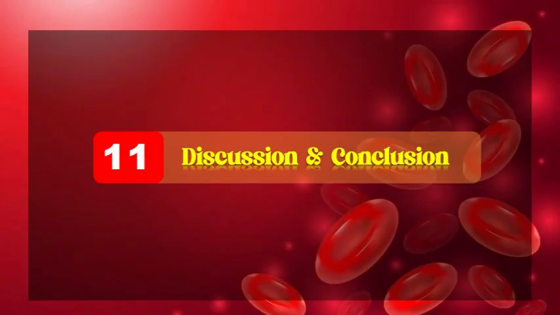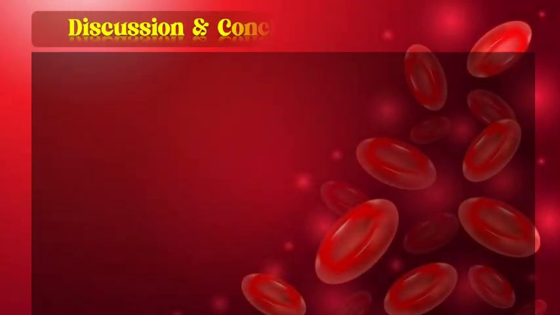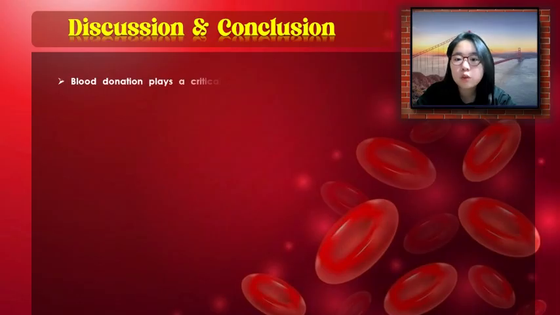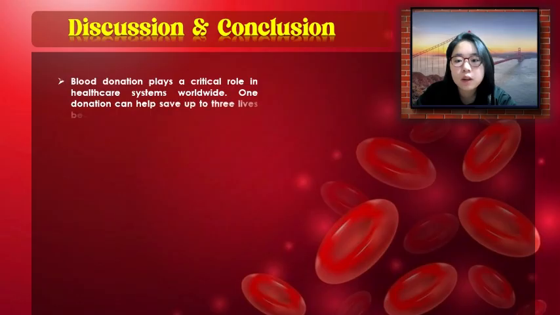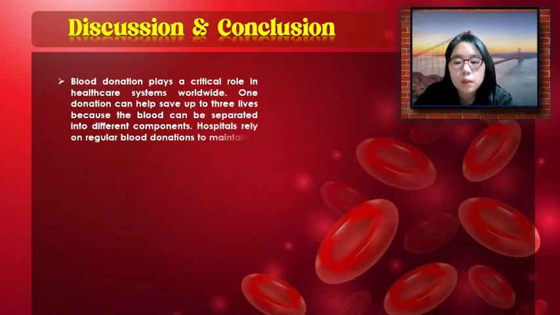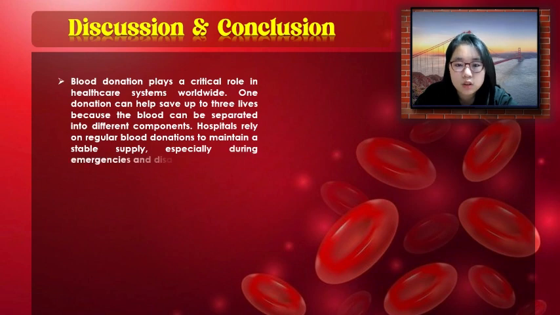11. Discussion and conclusion. Blood donation plays a critical role in healthcare systems worldwide. One donation can help save up to 3 lives because the blood can be separated into different components. Hospitals rely on regular blood donations to maintain a stable supply, especially during emergencies and disasters.